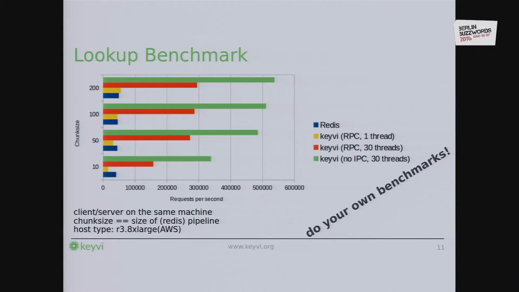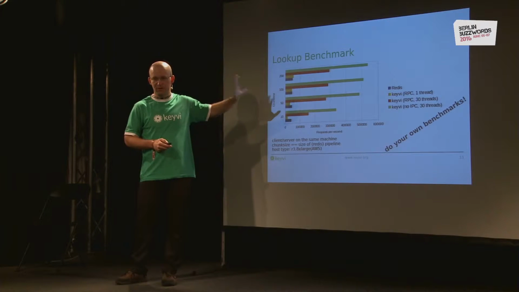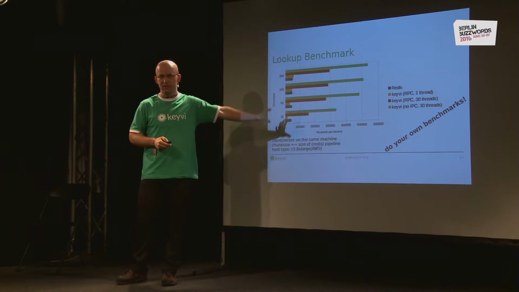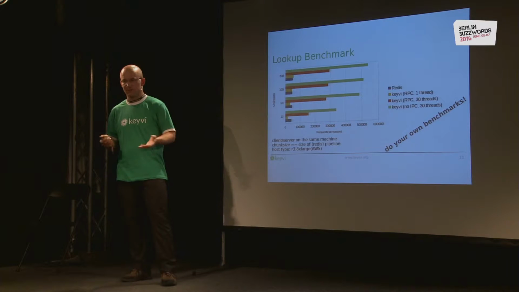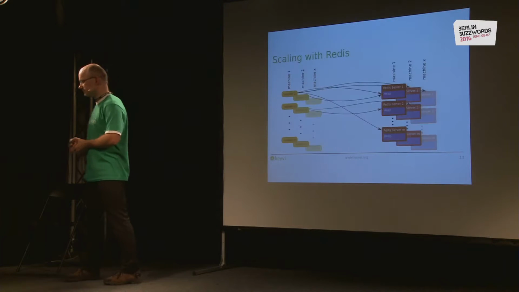But this is just to give you an idea, because when you do these kinds of benchmarks, you have to see what is the cost of the actual lookup and what is aside from that: IPC, RPC, stuff like that. This benchmark was also only on a local machine because what I'm not interested in here is the network. Of course, on the network it looks completely different.